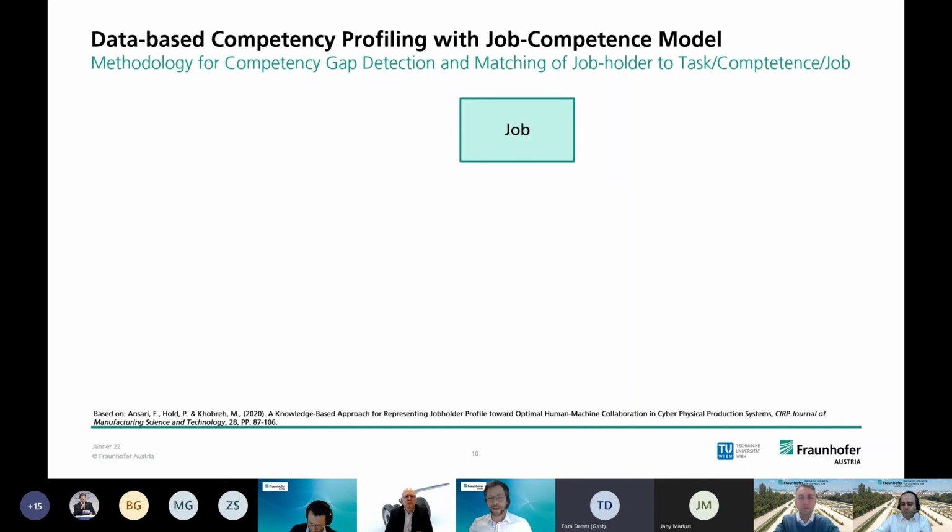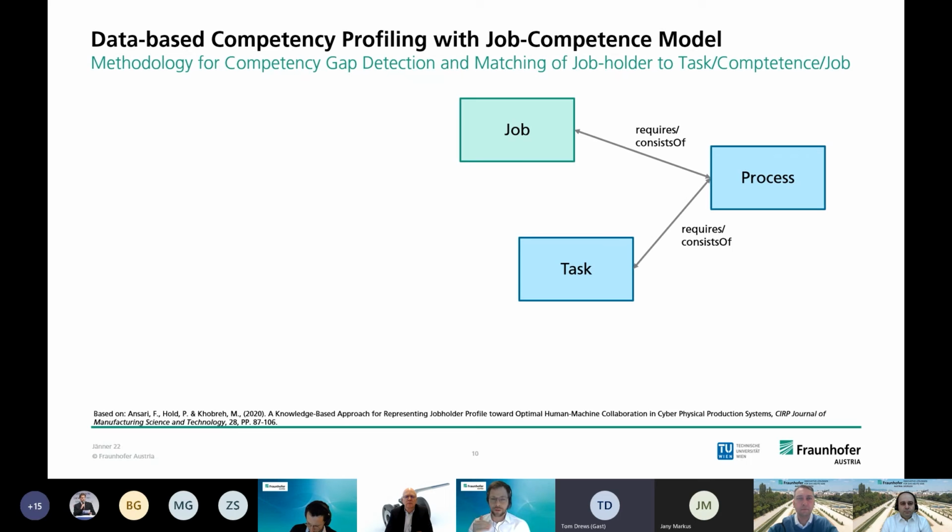All of us have a job with certain requirements and roles. And as we all know, especially for example, in the shop floor, each job consists of processes and processes consist of tasks. So there's a direct connection from the task you have to fulfill through processes to the job. We call this the world of work.